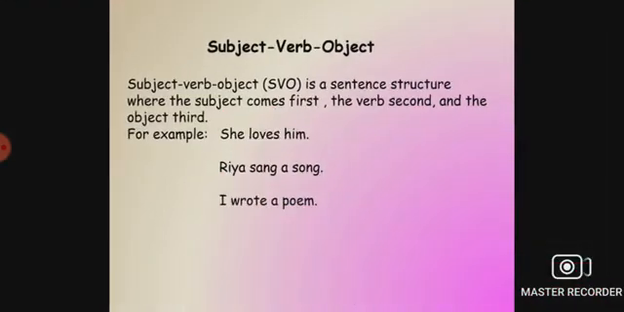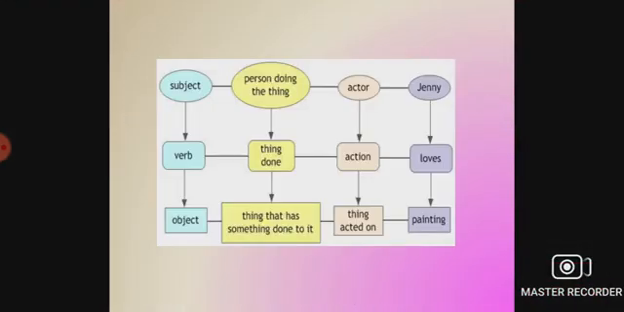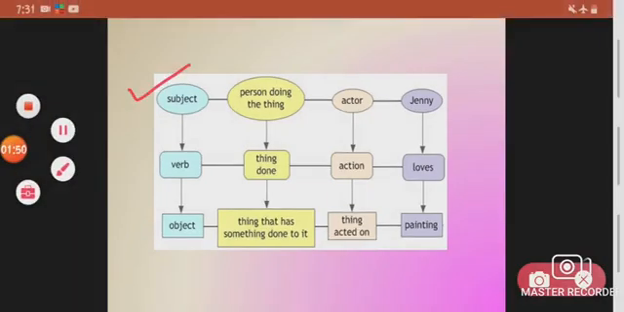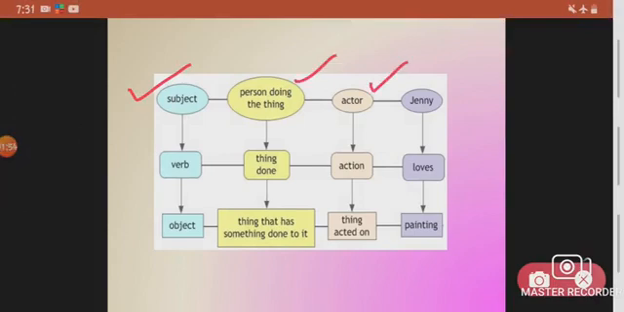Moving on, let's have a closer look and understand it better with the help of this flowchart. See, subject. Subject, again, person doing the thing. Here the person is actor. Actor's name is Jenny. Then we have verb. SVO, the structure of the sentence. Thing done, that is action. What is the action? Loves.